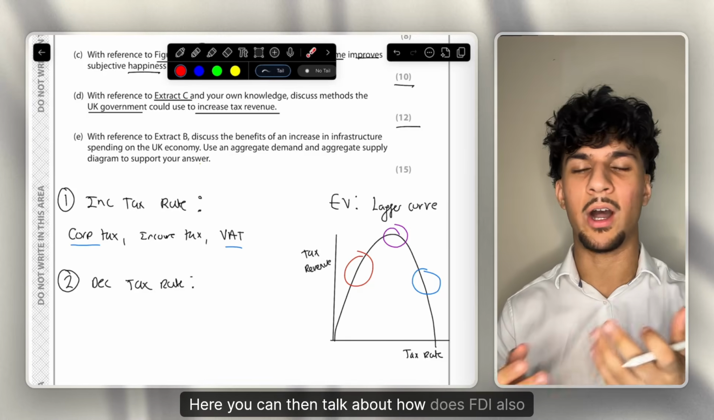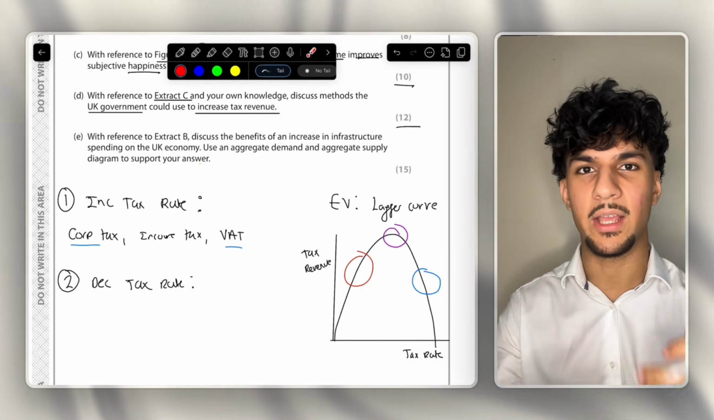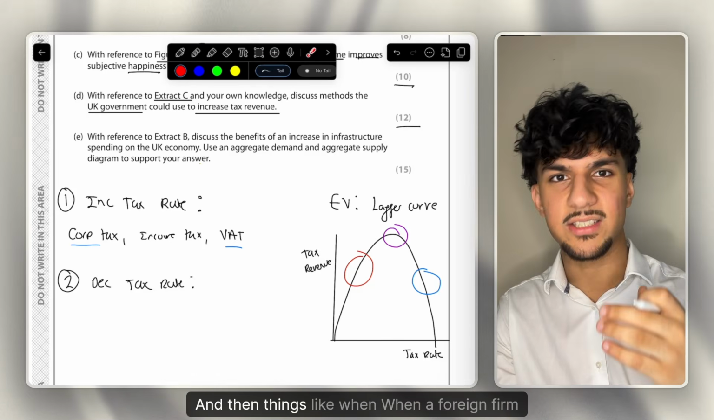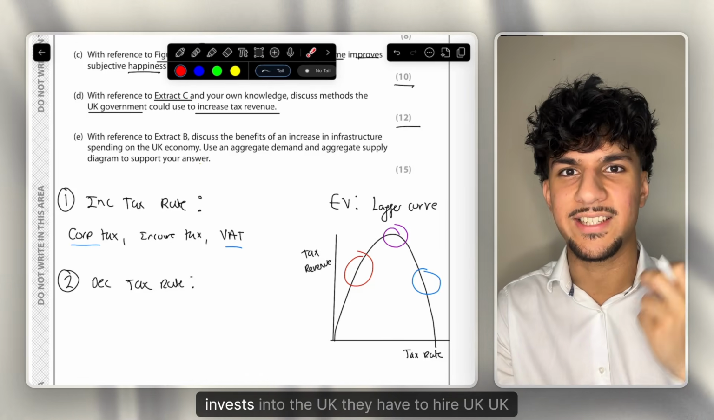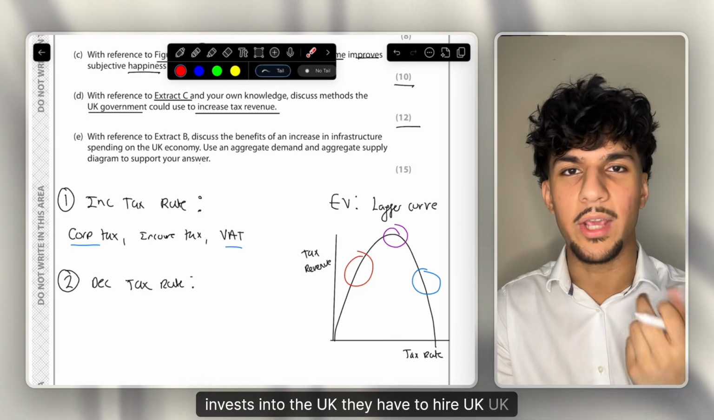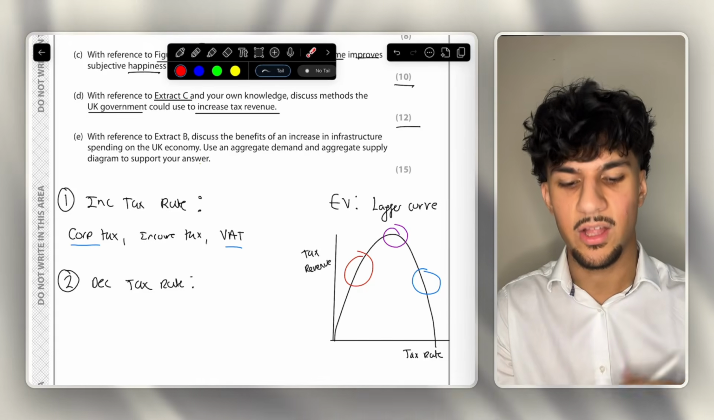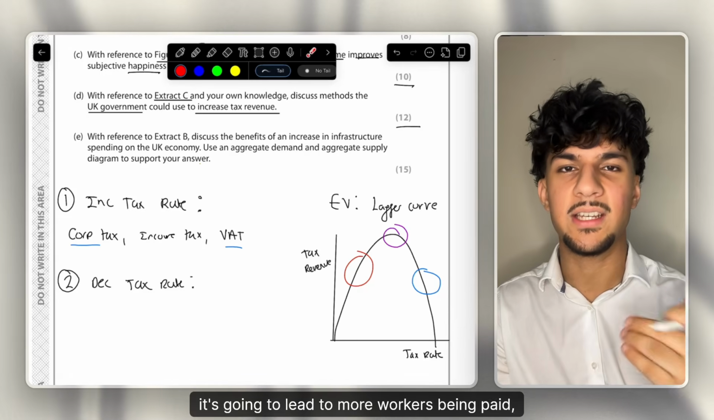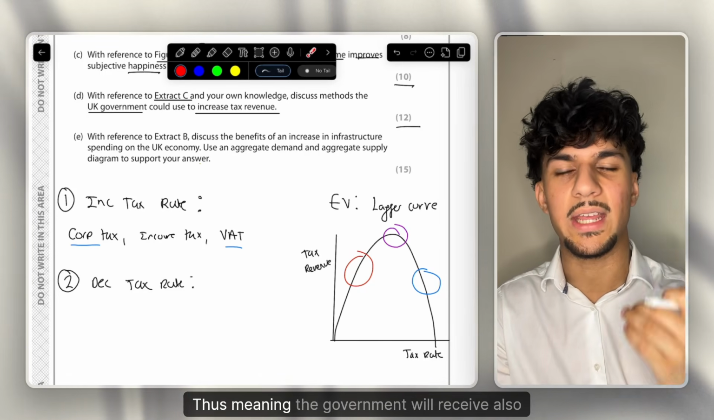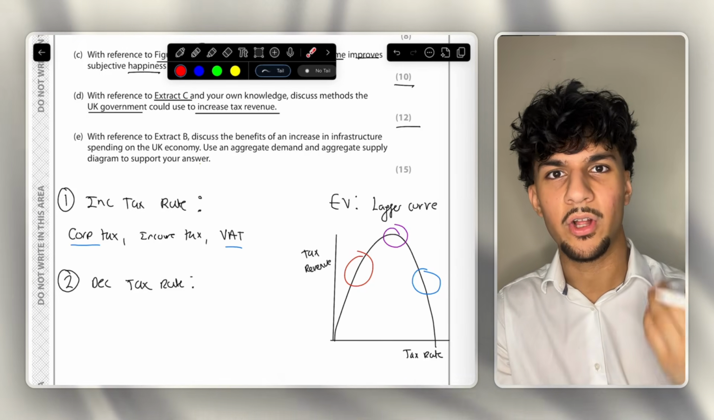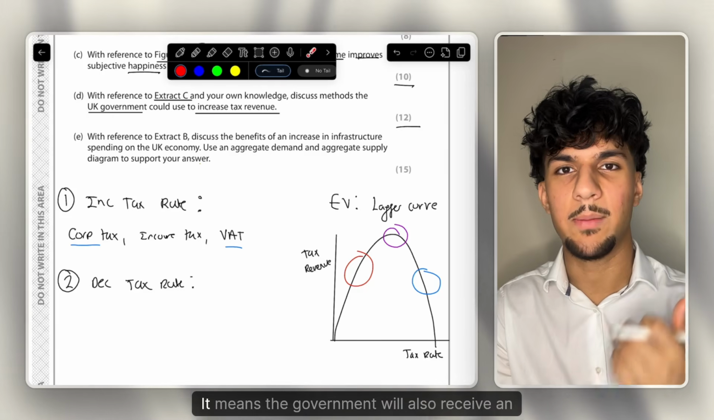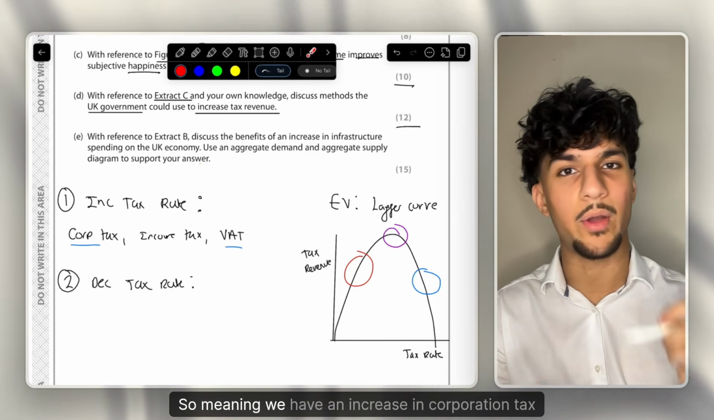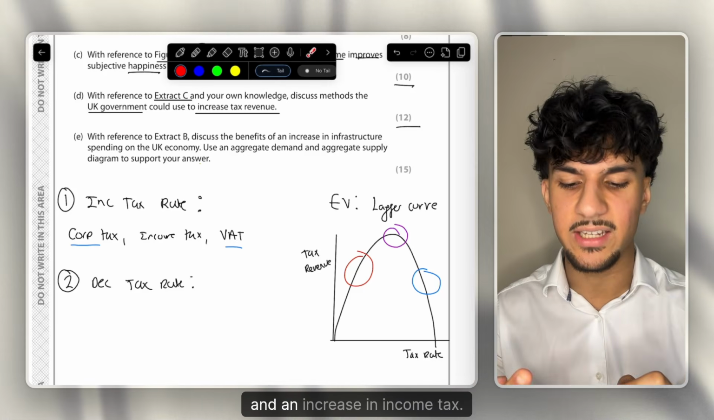You can then talk about how FDI also affects a country. It's going to lead to improvements in infrastructure, since they invest into the infrastructure. And when a foreign firm invests into the UK, they have to hire domestic workers. Thus, if they're hiring domestic workers, it's going to lead to more workers being paid, an increase in disposable income, meaning the government will also receive an increase in income tax revenue. So we have an increase in corporation tax and an increase in income tax.